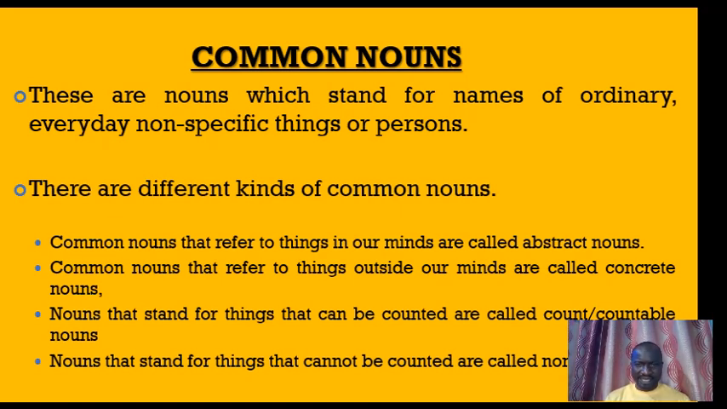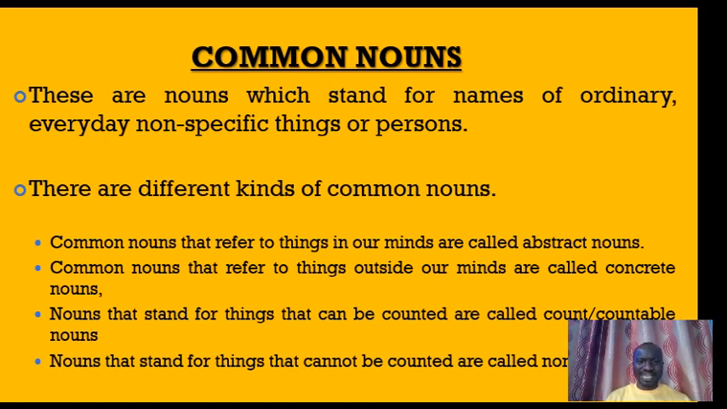Now let's look at it again. When we say ordinary, non-specific things or persons, it means that it is a name which is not specific or unique to some people or places, but they give names just like that. So we have to understand it well. There are different kinds of common nouns.